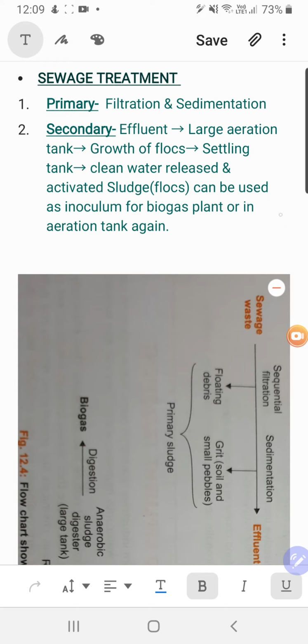Once this flock is formed, then the whole water is transferred to the settling tank. Why? Because the flocks are heavier. These are multiplied bacteria and the fungal filaments. So they will settle at the bottom in the settling tank, and the top water, which is now supposed to be clean, it is released into the water bodies, right?